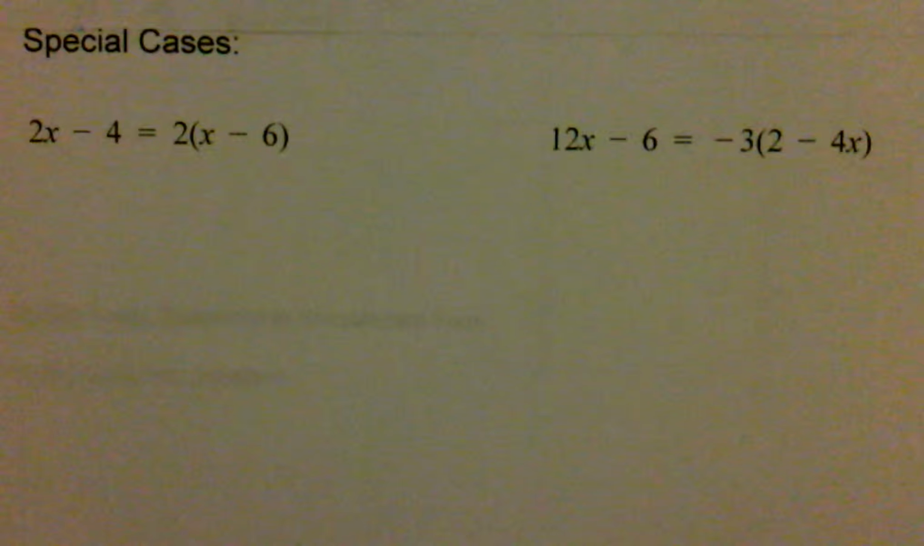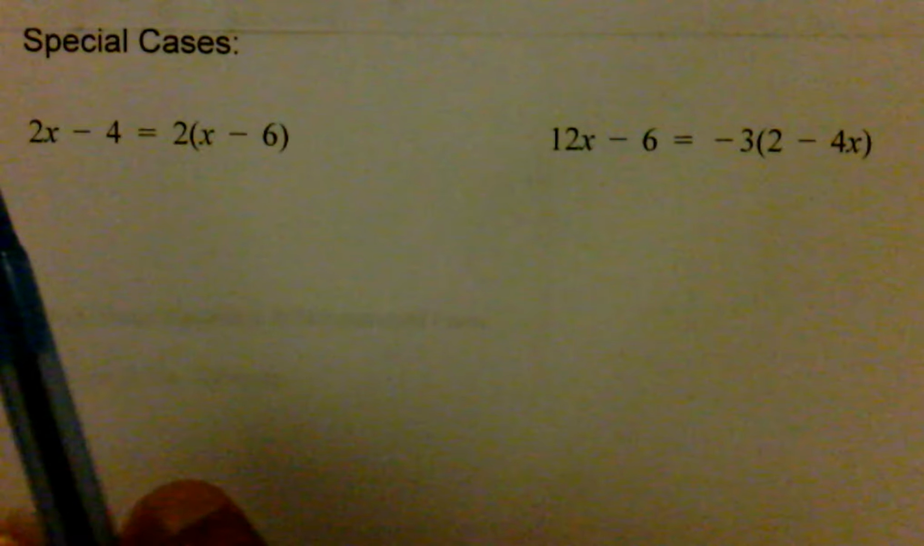Welcome back, everyone. In previous videos, we mentioned that sometimes when we're solving linear equations, we can get one unique solution. Other times, there will be infinitely many solutions, and the third case is when we get no solution. So what we're going to do really quick is look at our two special cases and see what happens when we get something other than one unique solution.